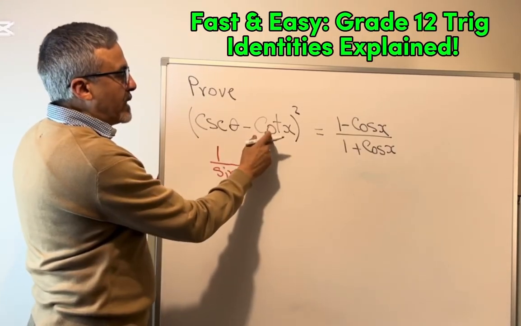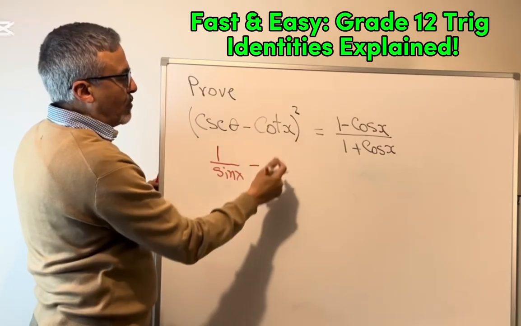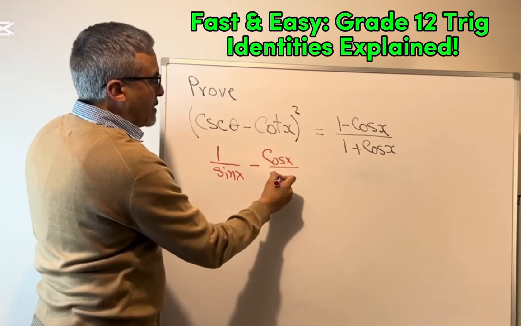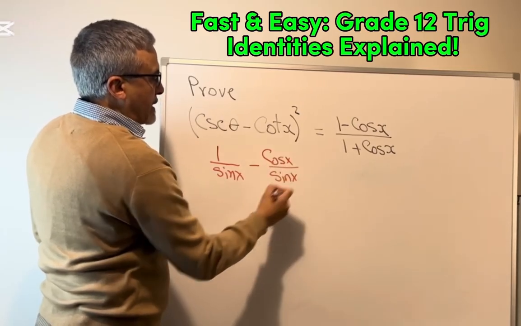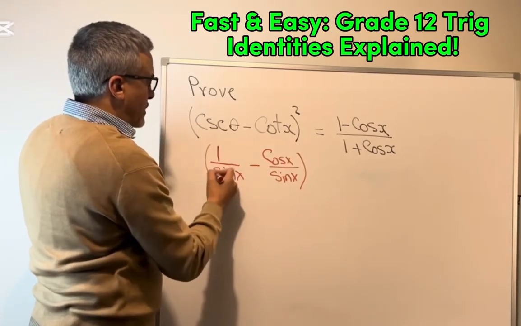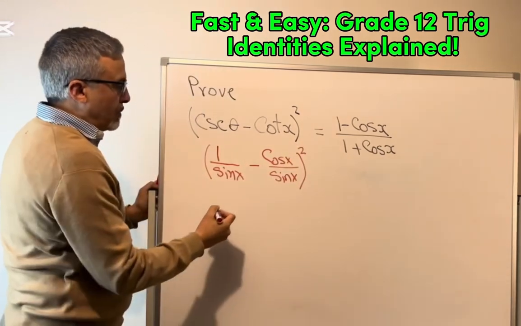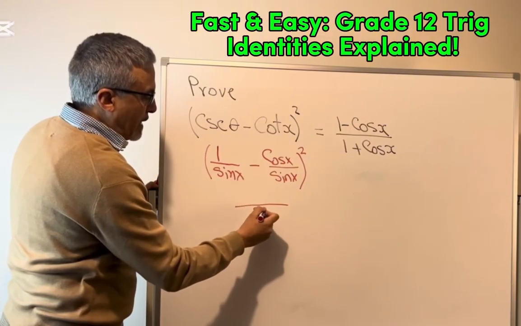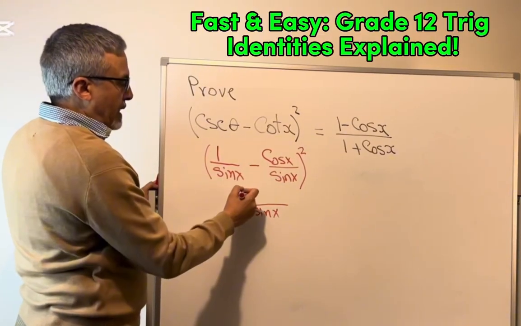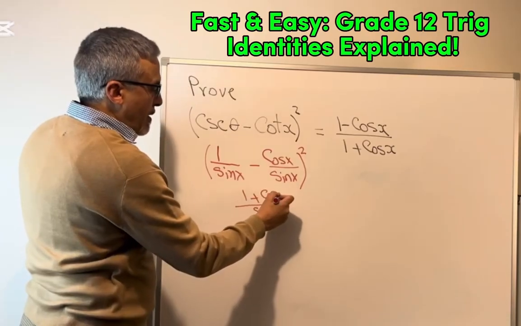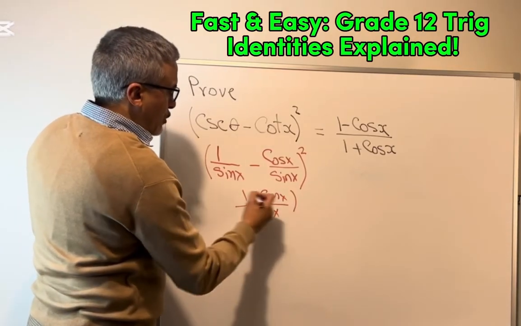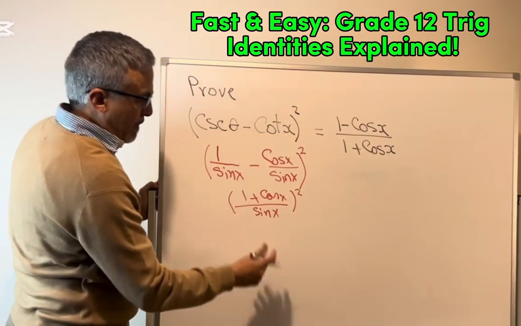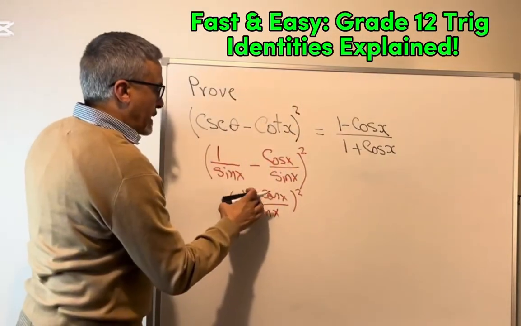minus cotangent x, which is the same as cos x over sine x. So we're going to change that to cos x over sine x. And again, all of this is squared. Now, I notice that we have a common denominator, so I'm just going to write the common denominator here, and then it's 1 minus cos x squared. That's supposed to be minus right there.